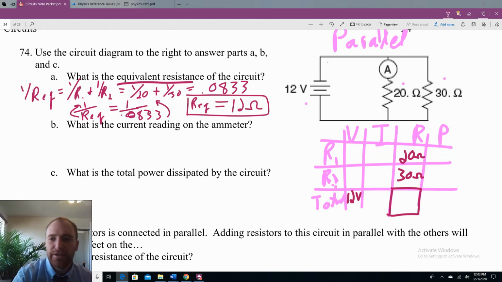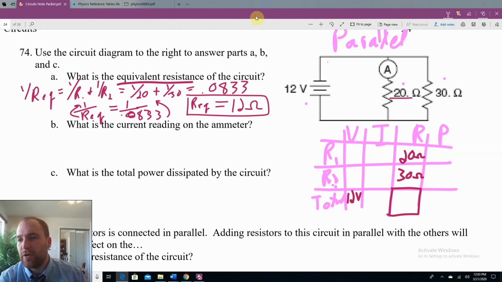Again, thinking about your answer here, that equivalent resistance should be smaller than either of these two, because it's a parallel circuit. Adding those resistors in parallel makes the total smaller. So 12 is actually a pretty good answer for us. I think it makes sense.